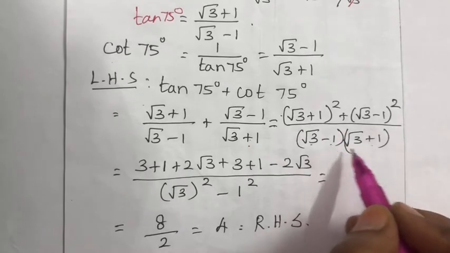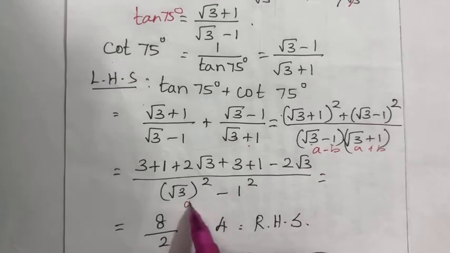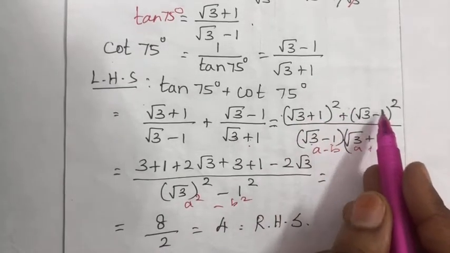That is (a − b) into (a + b). So, a square minus b square. Here (a + b) the whole square, (a − b) the whole square.